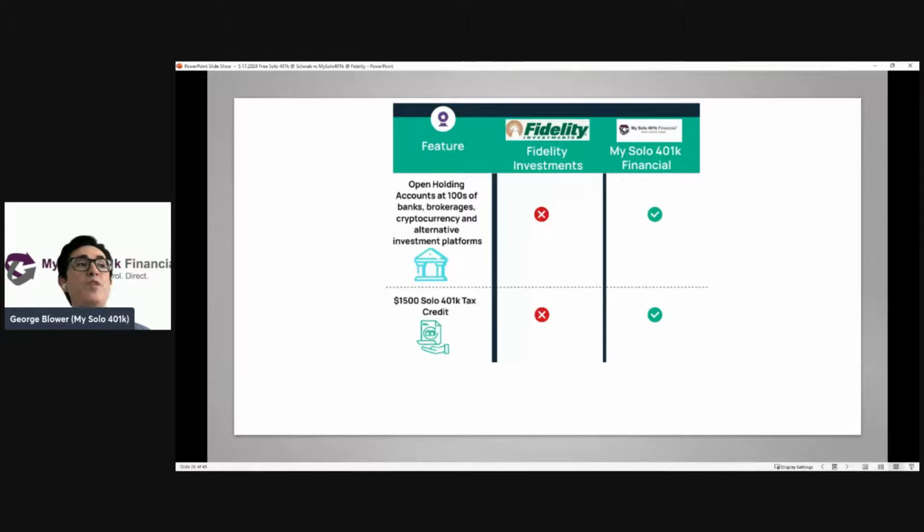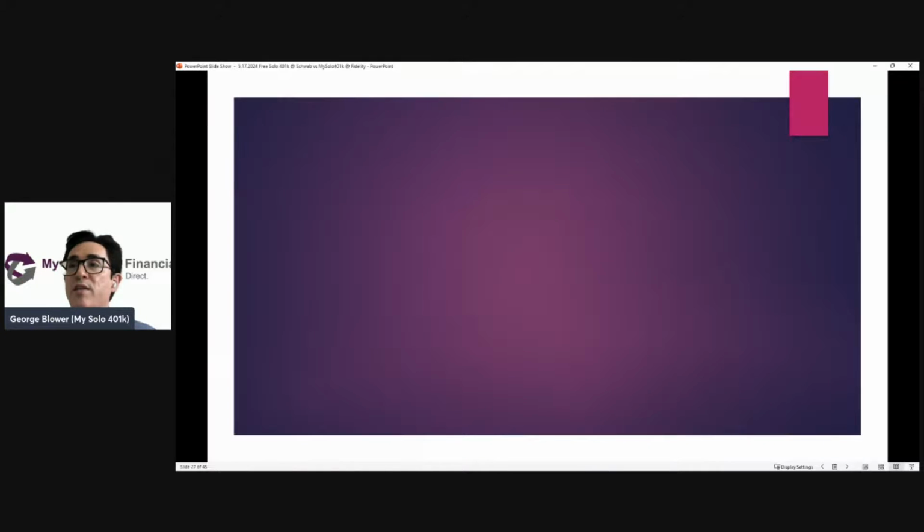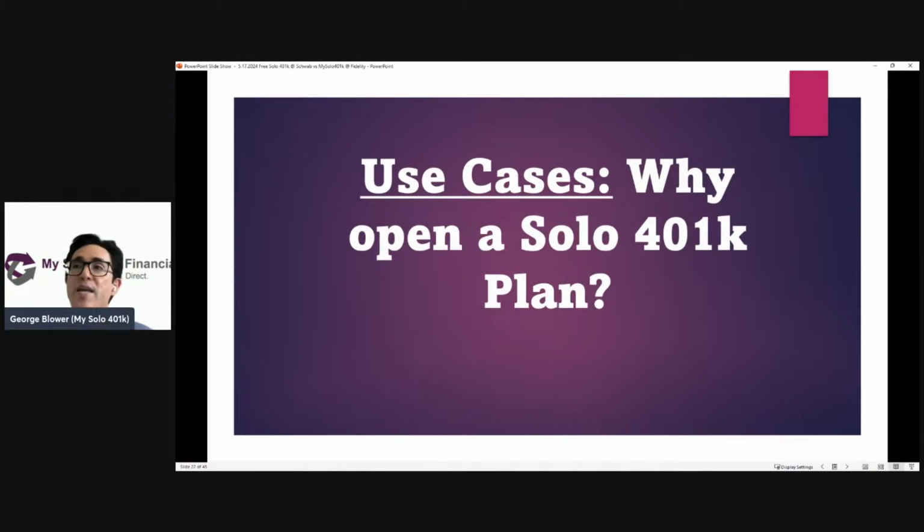And then, of course, the $1,500 solo 401k tax credit, where all of our plans now, right? New plans could be someone restating from an account of solo 401k at Fidelity to our plan, to upgrade to our plan. It's going to make the individual eligible for the $1,500 solo 401k tax credit, which is tremendous in offsetting the cost to set up and maintain the plan.